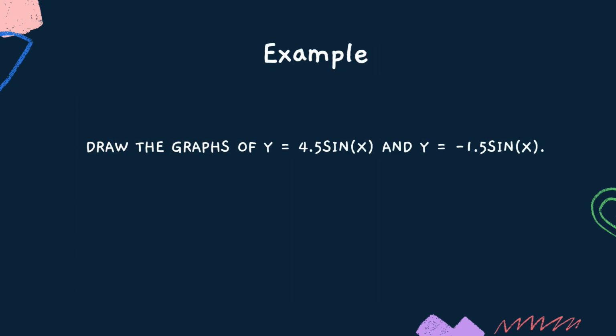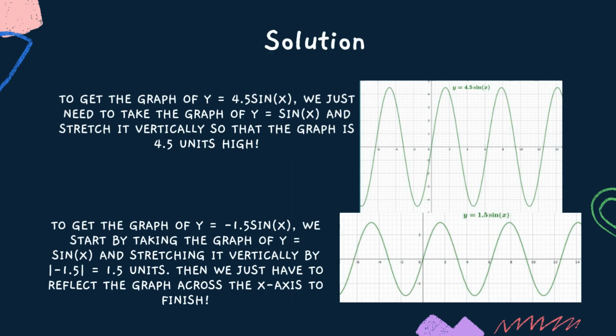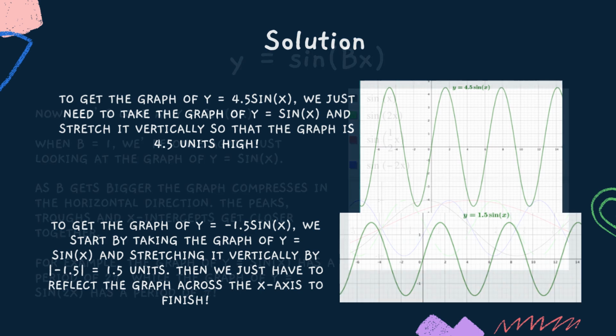Now draw the graphs of y = 4.5 sin x and y = −1.5 sin x here. To get the graph of y = 4.5 sin x, we just need to take the graph of y = sin x and stretch it vertically so that the graph is 4.5 units high. It looks like the one on the top. To get the graph of y = −1.5 sin x, we start by taking the graph of y = sin x and stretching it vertically by the absolute value of −1.5, which is 1.5 units. Then we just have to reflect the graph across the x-axis to finish. It looks like the one on the bottom.